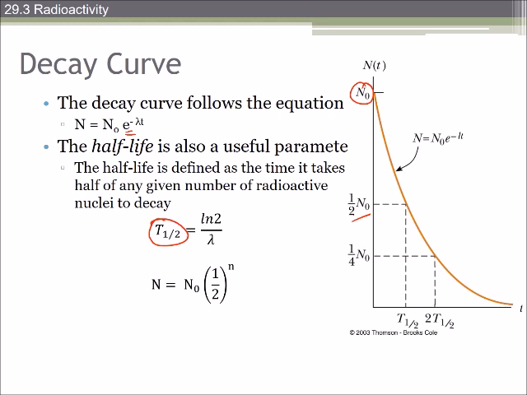It is equal to the natural log of 2, because we have an exponential curve there, divided by lambda, which is what we get if we basically substitute N equal to half of N naught. And so this is just another form of it, which we can also write as N naught over 2 to the n, because 1 to the n is just 1.